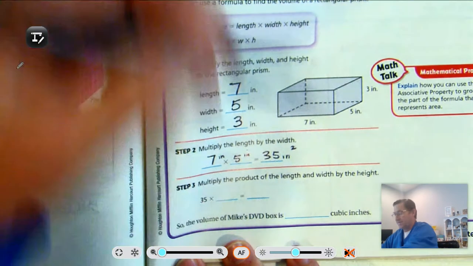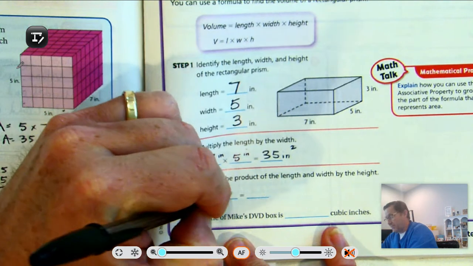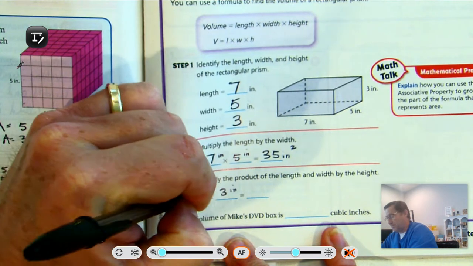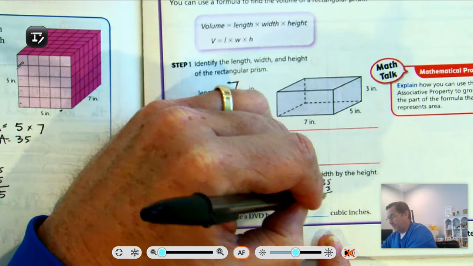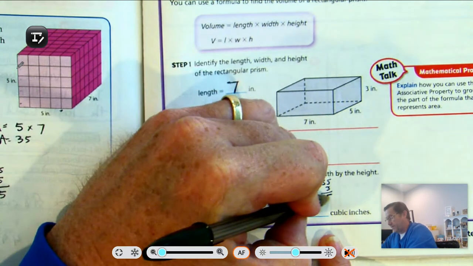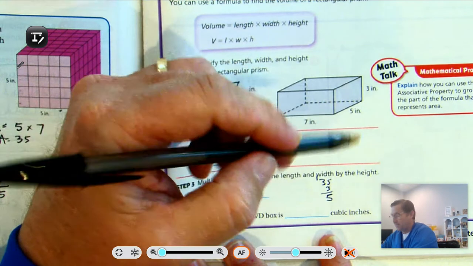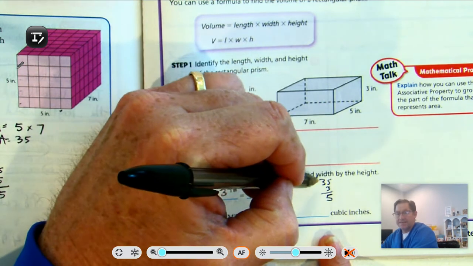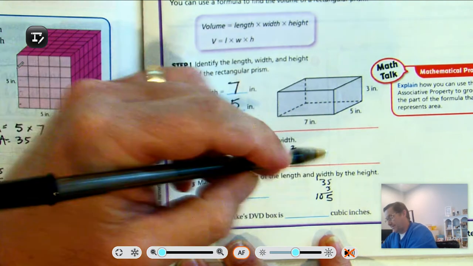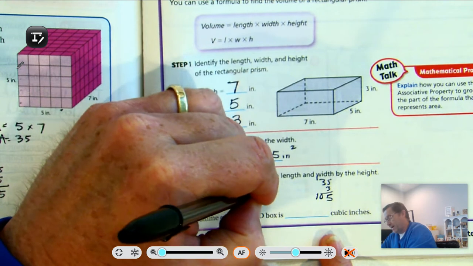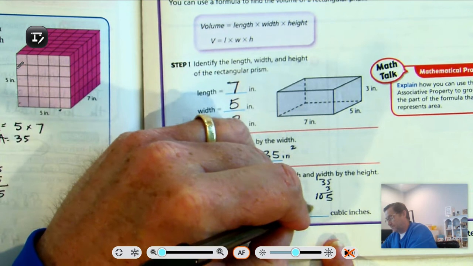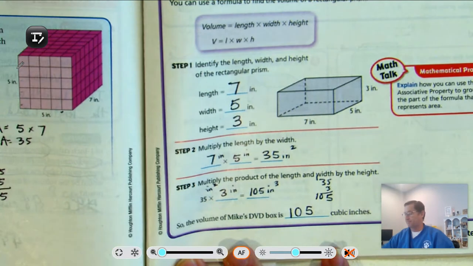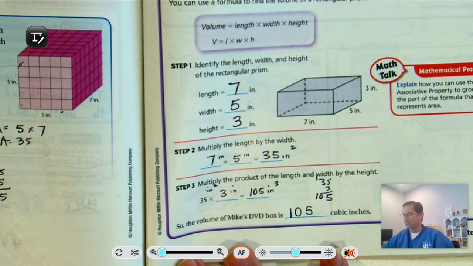There's going to be 3 sets of those 35 because we're 3 inches tall. So 35 times 3. 3 times 5 is 15. Regroup that as 1 ten and 5 ones. 3 times 3 tens is 9 tens, plus the regrouped 10, 10. So we have 105 inches cubed.